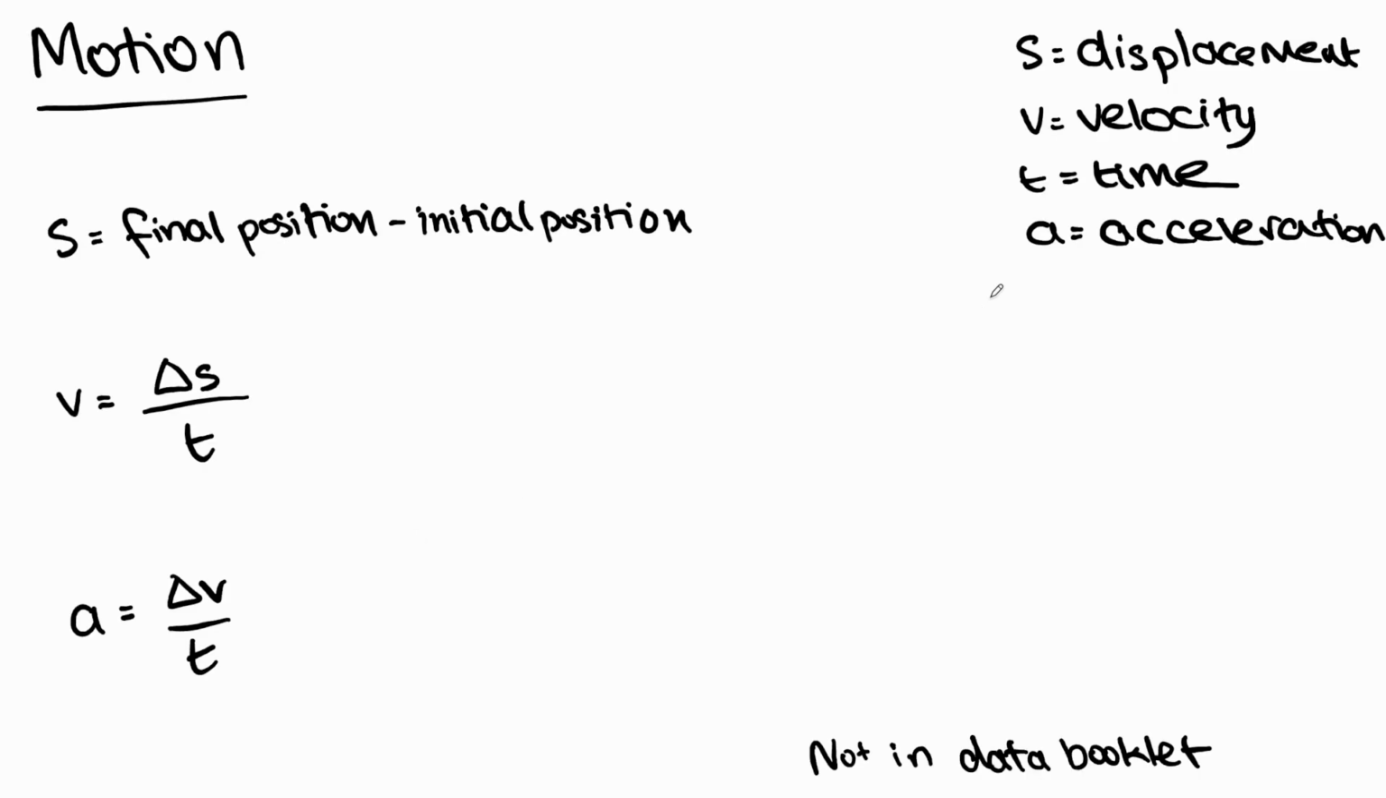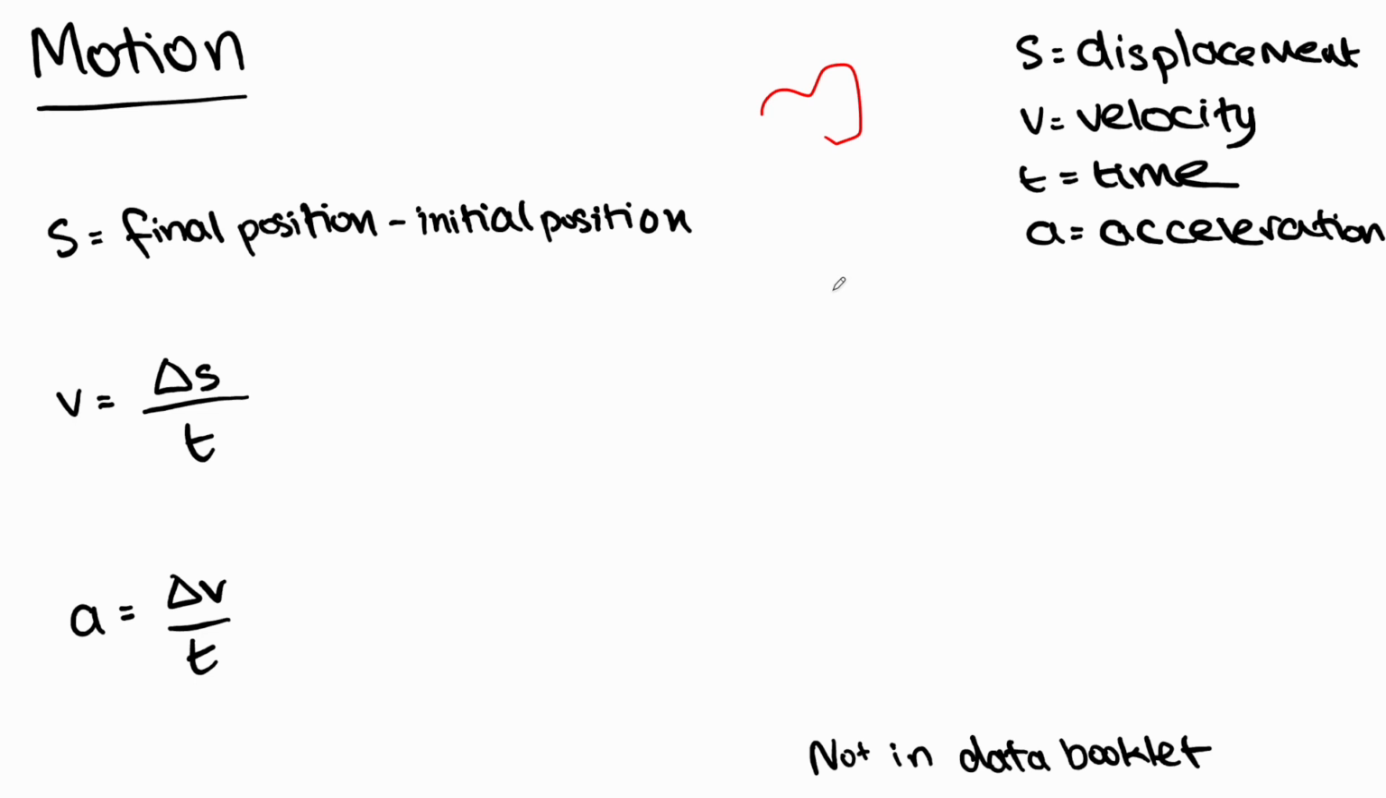Then moving on to motion, we have S, which is displacement. So final position minus initial position. Remember the racetrack from before, it's not all the way around, it's just the start minus the finish.